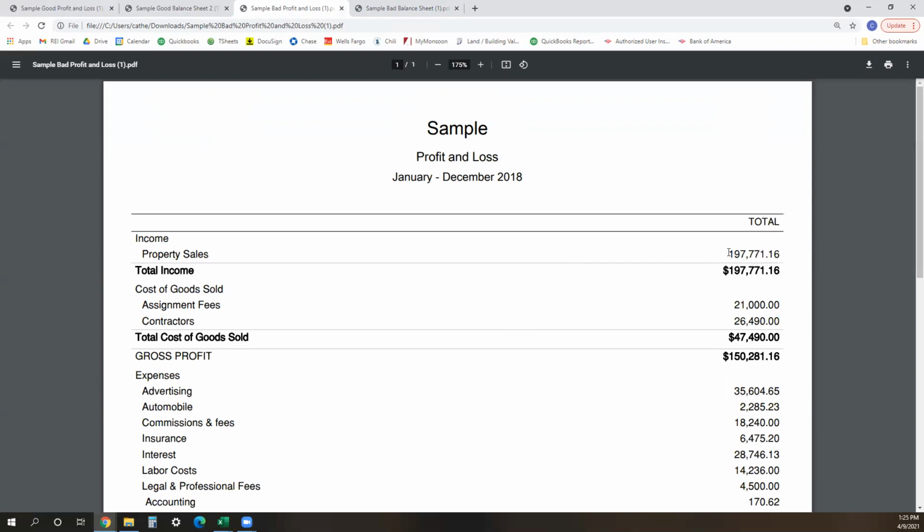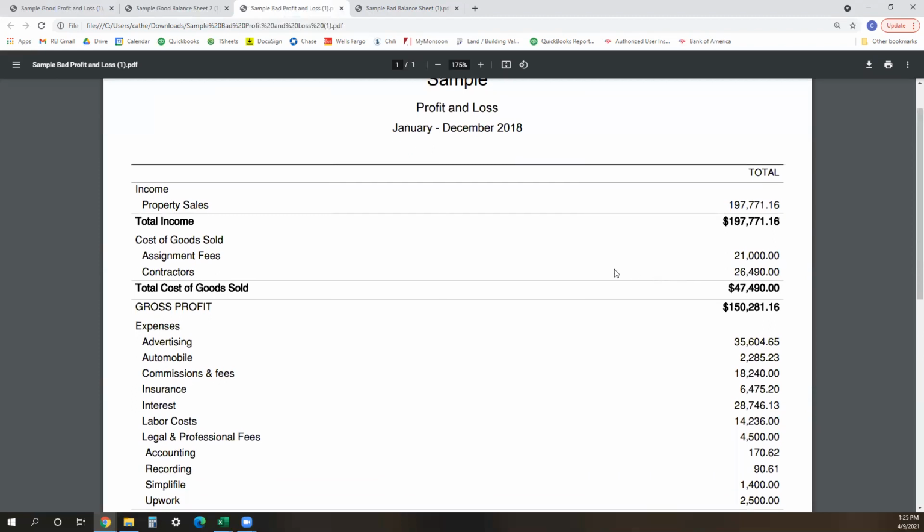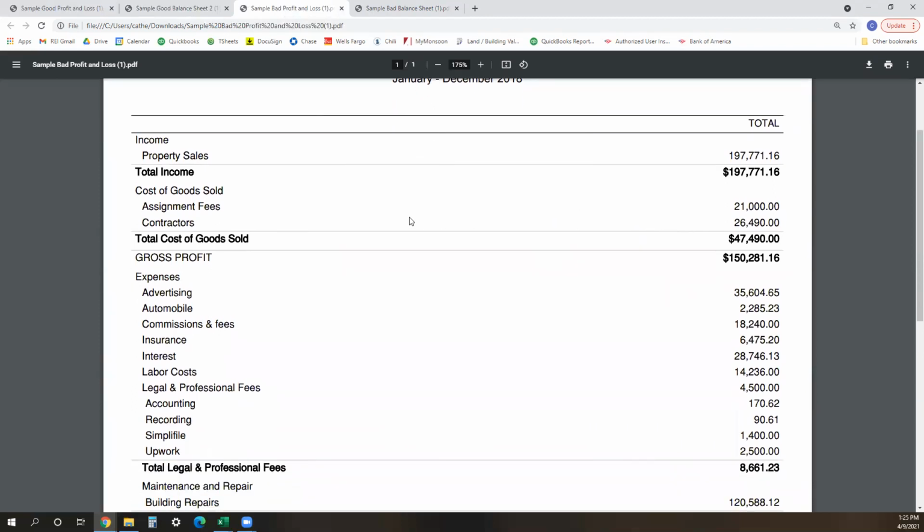So for property sales, usually if we're dealing with fix and flippers, if the property sales is an odd looking number, then we'll probably know that the final settlement statements haven't been entered correctly. Usually people sell properties for really nice, clean, round numbers. So if the property sales is off, we might be inclined to check into that.